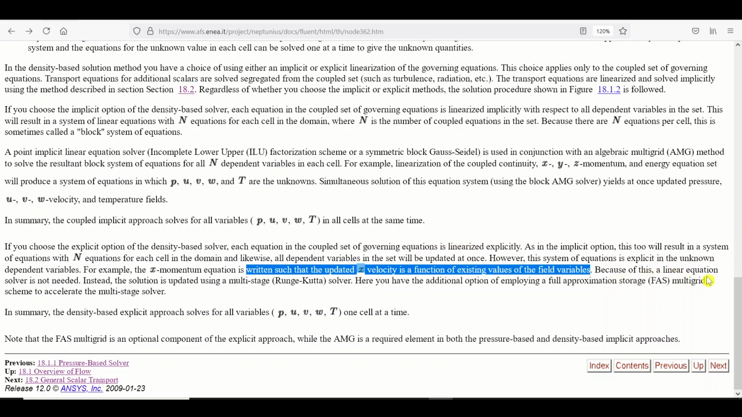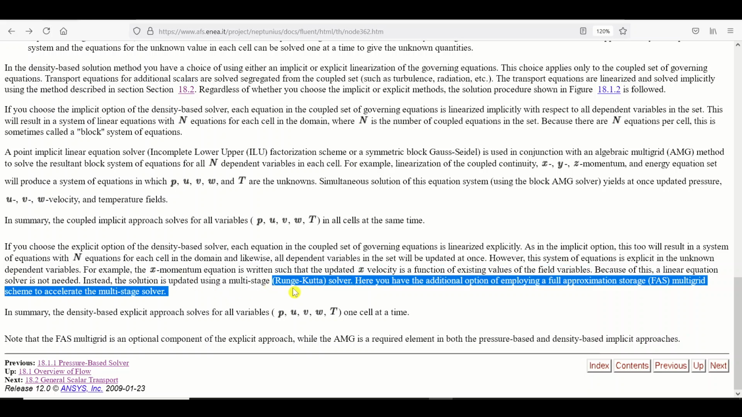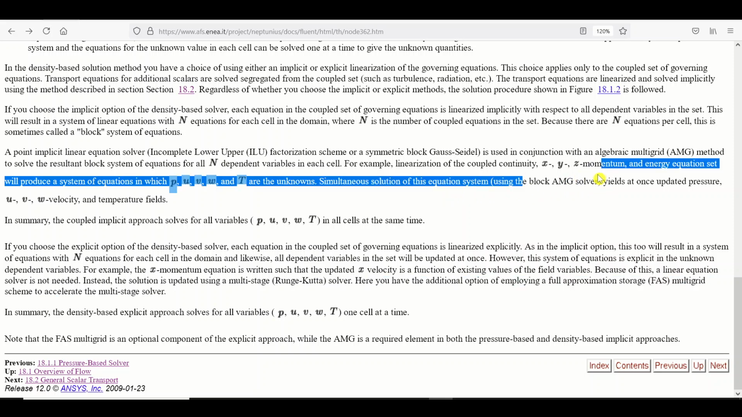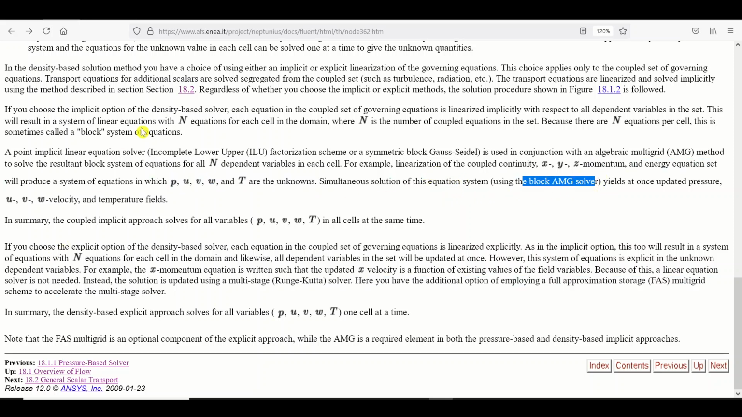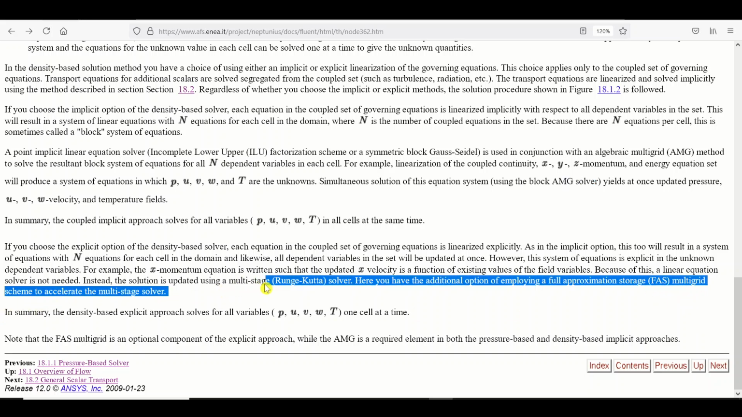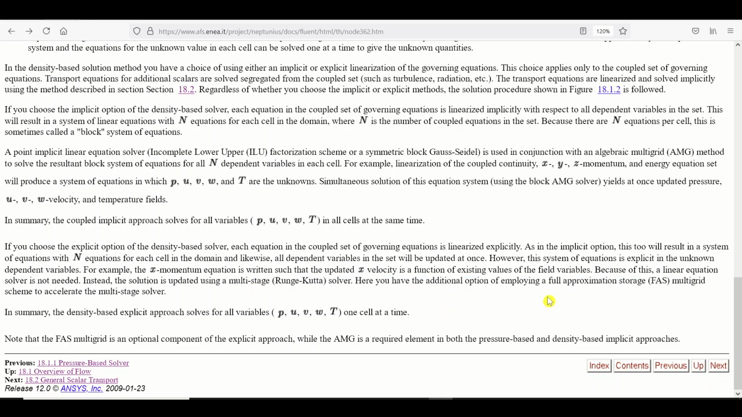Now, because of this reason, a linear equation solver is not needed. Instead, the solution is updated using the multi-stage solver. So in the previous case, we have used the AMG solver, and we have used ILU scheme actually, but in this case, those are not required for us. And here you have the additional option of employing a full approximation storage, that is FAS multi-grid scheme, to accelerate the multi-stage solver. Now if you want to accelerate the solver, we have an additional option. This is a kind of additional tool, what we can say, which is present with us.